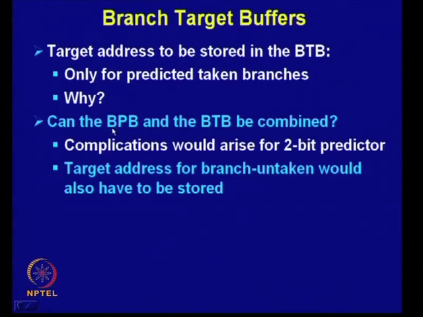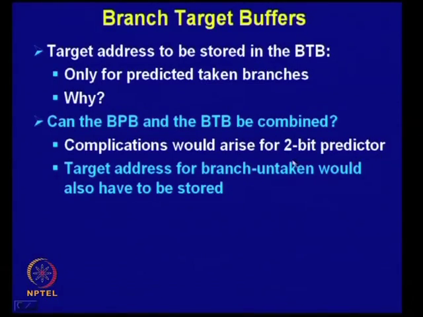And can the branch prediction buffer and branch target buffer be combined? Here we are trying to say, can we use a single buffer to store the prediction as well as the branch target address? This can be used very conveniently if it is a one bit prediction. However, whenever we go for a 2-bit predictor, some complication arises. Why does the complication arise?